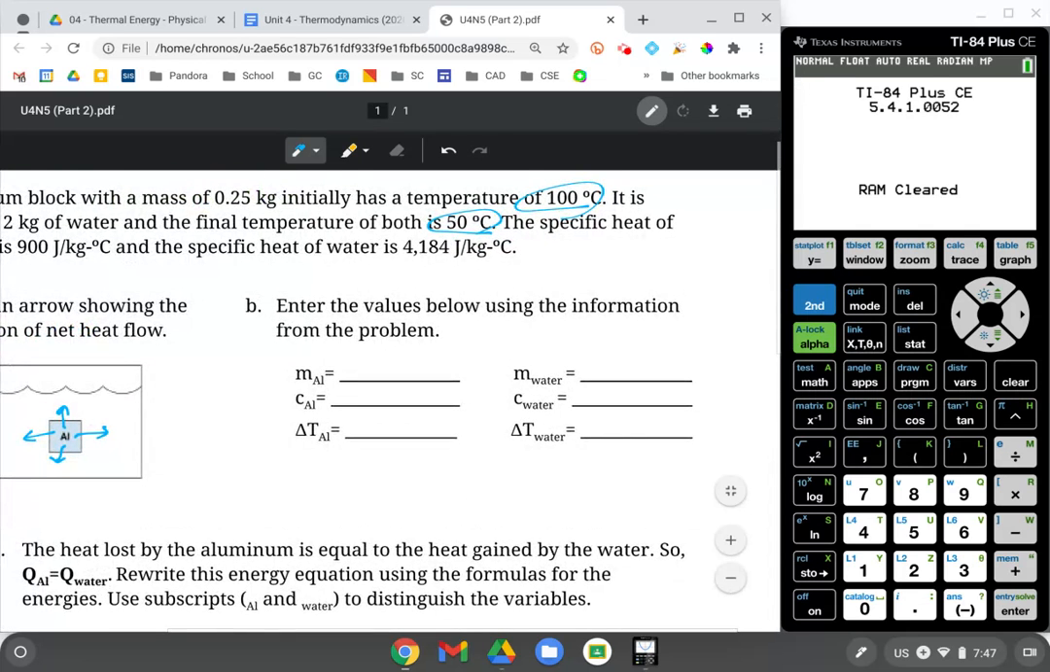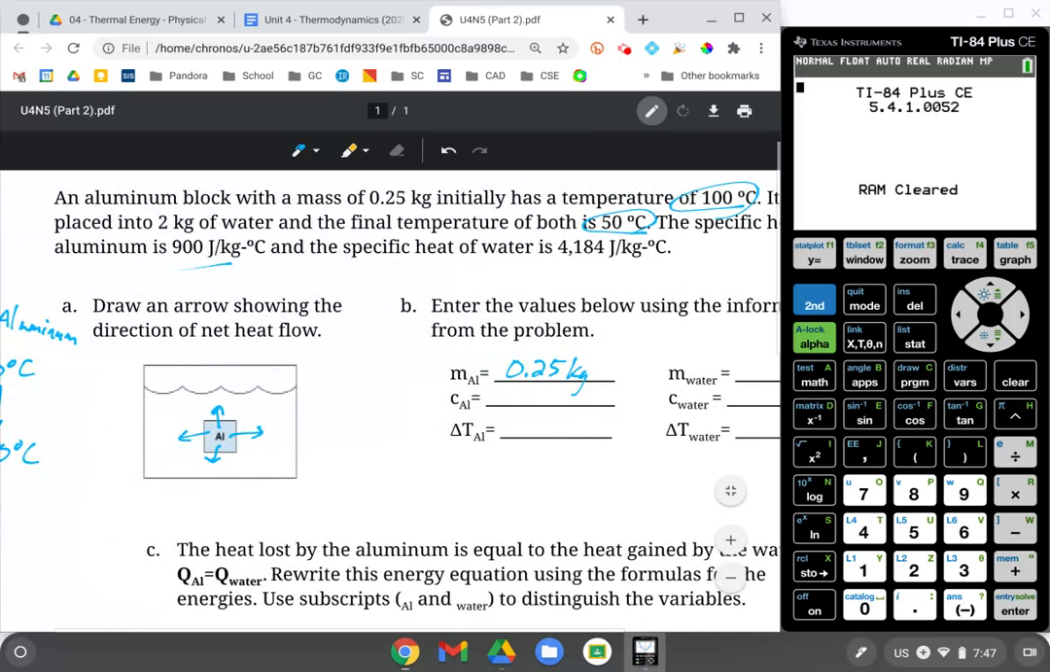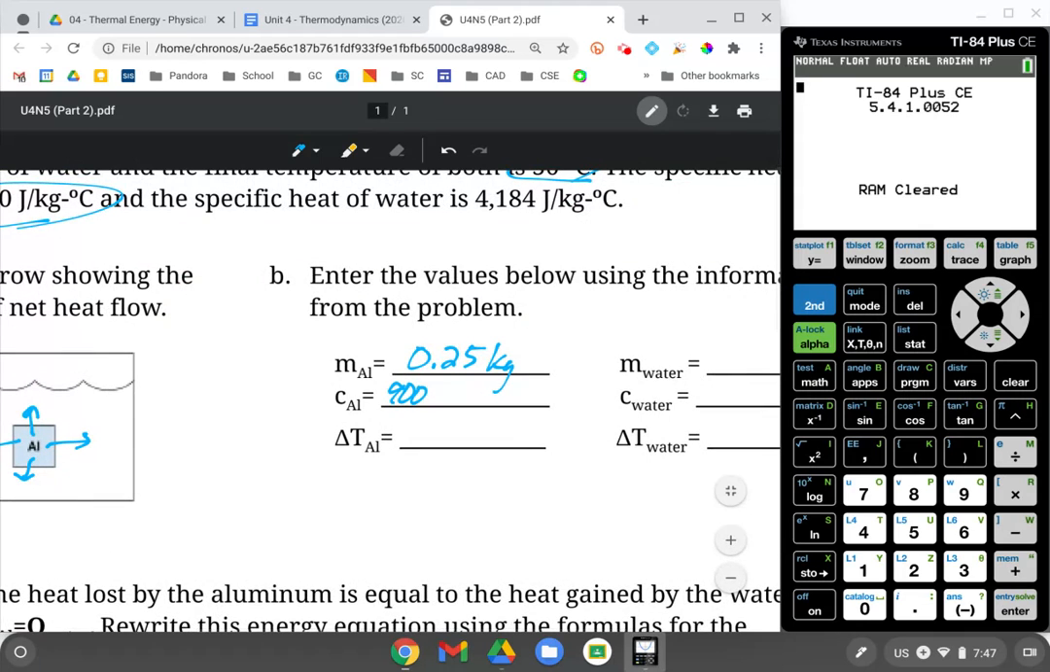So you'll notice that we have mass, specific heat, and change in temperature, and all of these have the subscript Al for aluminum, and then all of these have the subscript water for water. So the mass of the aluminum is 0.25 kilograms. The specific heat of the aluminum we can find at the end of the problem. It is 900, and then the units are pretty weird. It's joules per kilogram degrees Celsius.